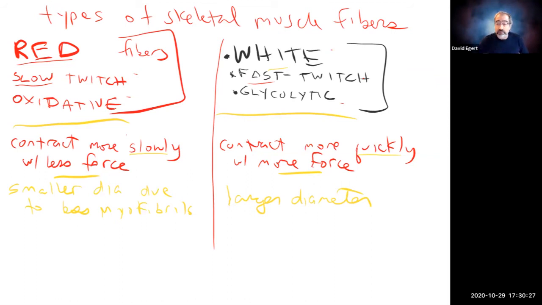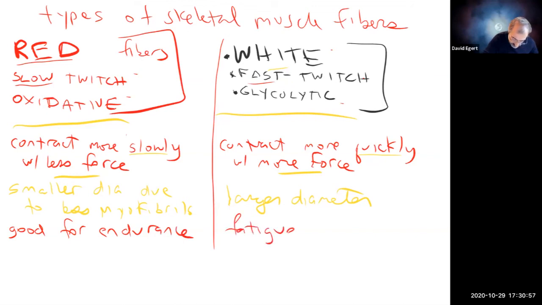Other things that are different about these: because you might say, whoa, what a bummer, red, like slow and weak. Why the heck would I ever have a red fiber when I could have the quick, strong fibers? It has to do with endurance. These are good for endurance. These fatigue quickly. Red fibers keep going and going and going.